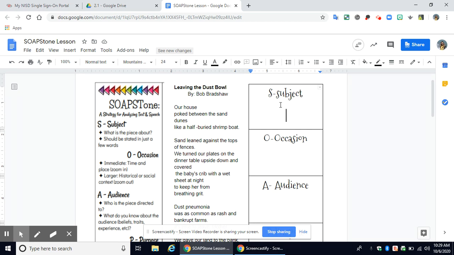So for this one, the subject, obviously we know, if I look at the title, it says Leaving the Dust Bowl. So I know that that's probably a good indication of what the subject is going to be about. So I'm going to come here and type my answer here. So I know the answer is about leaving the, hold on, I'm going to change my font really quickly so it fits in here.